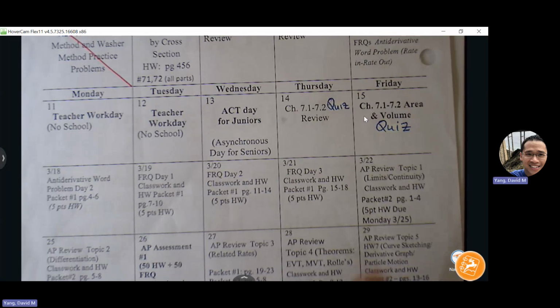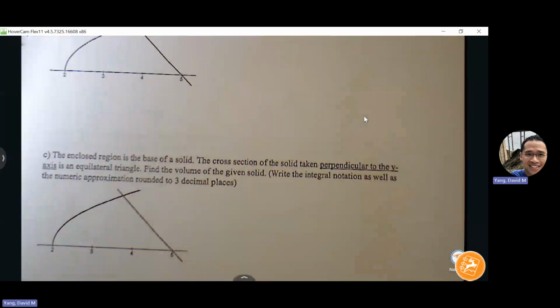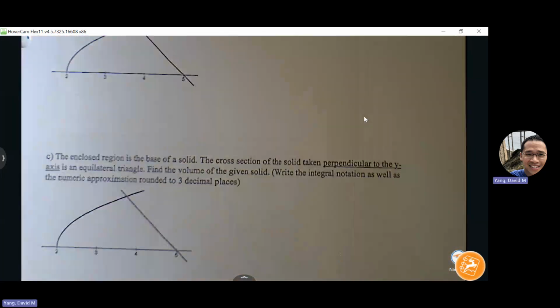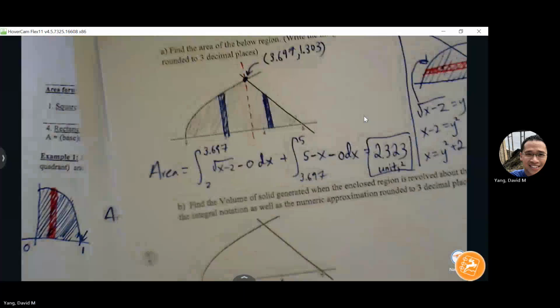Okay, so we're just going to be working through the review packet. We did number 1A together, and so we'll just continue through our worksheet here.